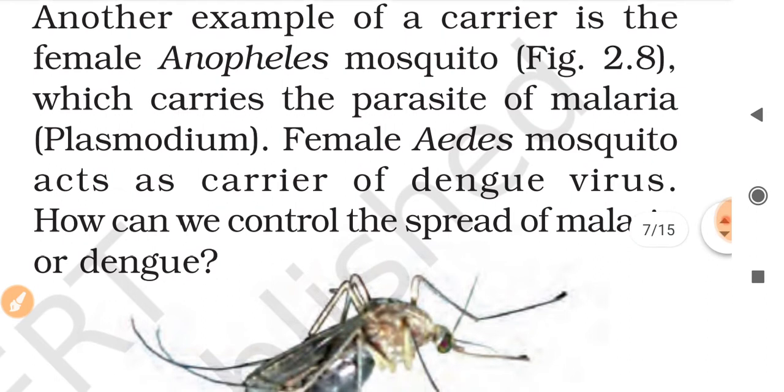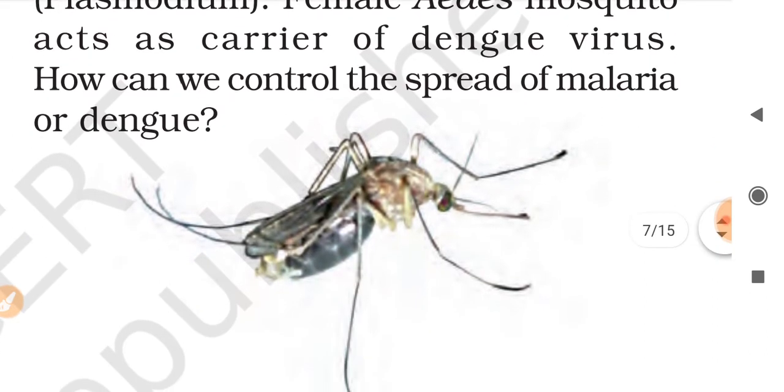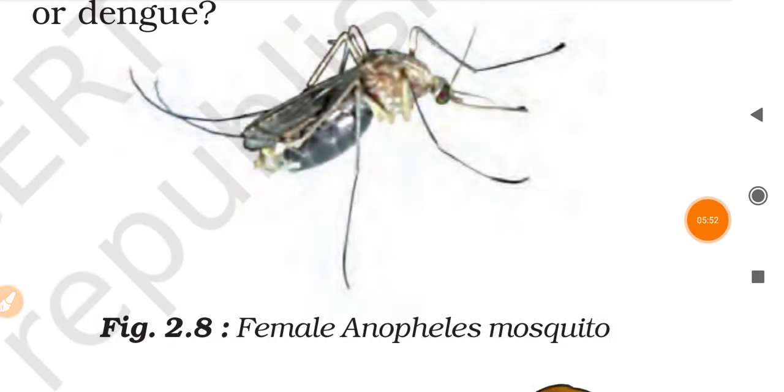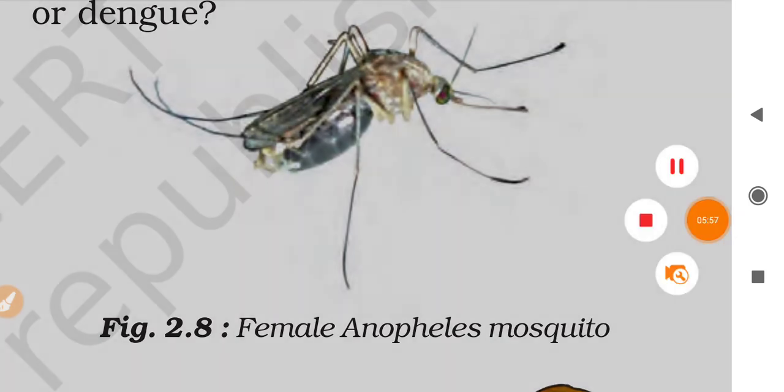The female Aedes mosquito acts as a carrier of the virus. How can we control the spread of malaria or dengue? Now the question is, how can you stop the spread of malaria or dengue? You can see in figure 2.8 the female Anopheles mosquito is given here.